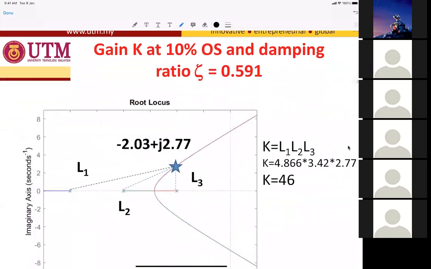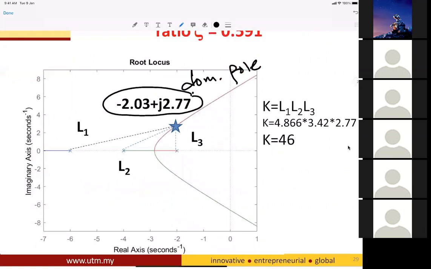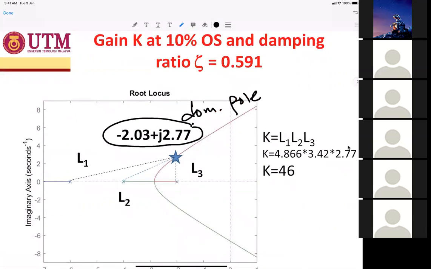So in order to calculate the gain K at this dominant pole, we can use MATLAB, or you can use the calculation formula, which is K = L1 L2 L3, because all our answers are due to the pole's values.